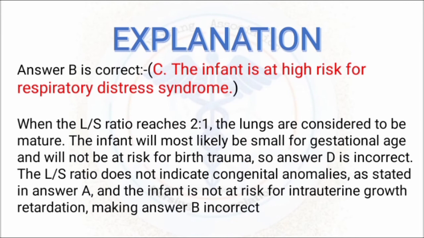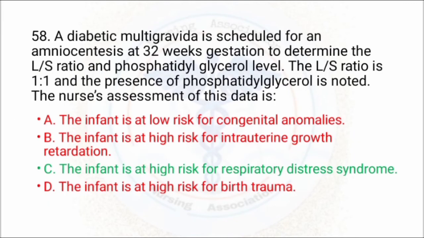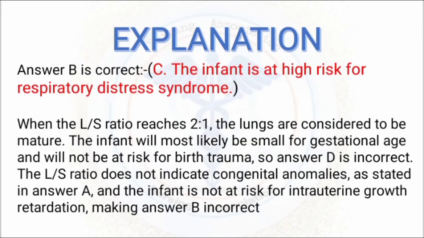So here first of all, what is multigravida? A woman who is pregnant for more than one time is known as a multigravida. So here the normal lung ratio of infants should be 2:1 and this infant has 1:1. So with answer C, respiratory distress syndrome is there compared to all the other options. So the correct option is option C.